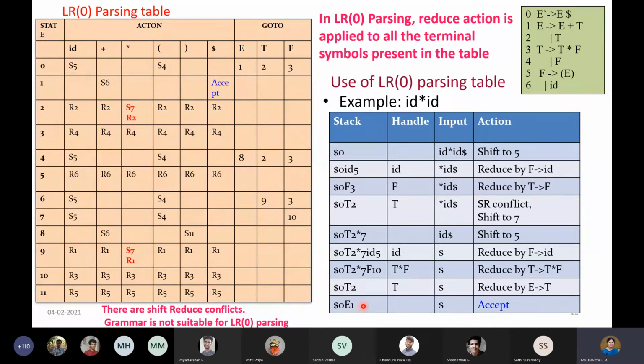You have finished here. And now we are pointing on dollar. Now to finish everything, you are going to see what is the current state now. It is 1 because it is the top of the stack, and our input pointer is pointing to dollar. Therefore, at 1 on dollar, what do you have? You have accept. So that's the conclusion.